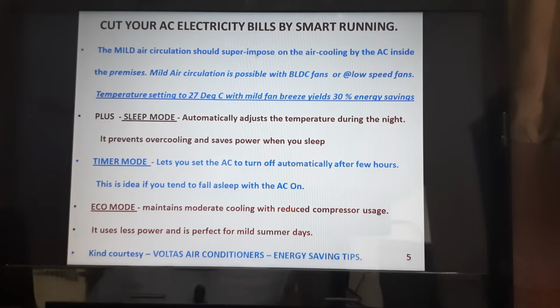The eco mode is normally operated during the daytime. It maintains moderate cooling at reduced compressor usage, and it consumes less power, and it is very perfect for the mild summer days.